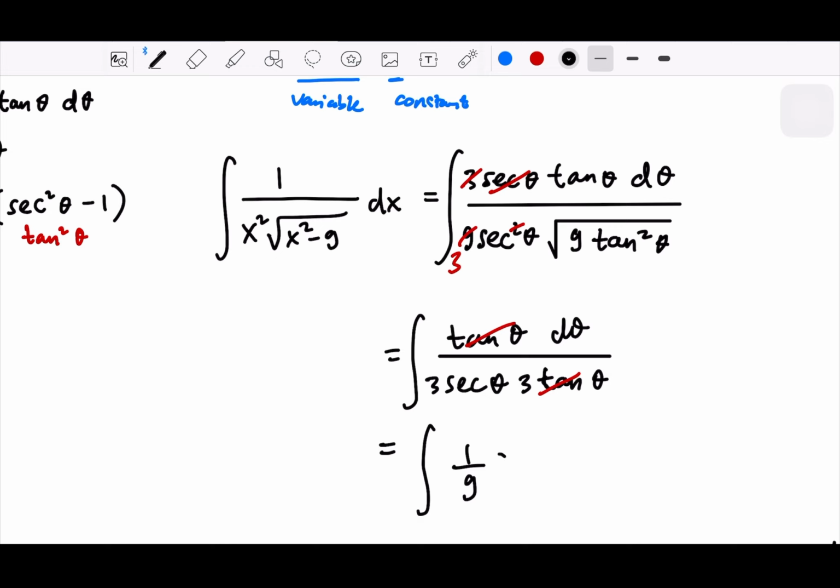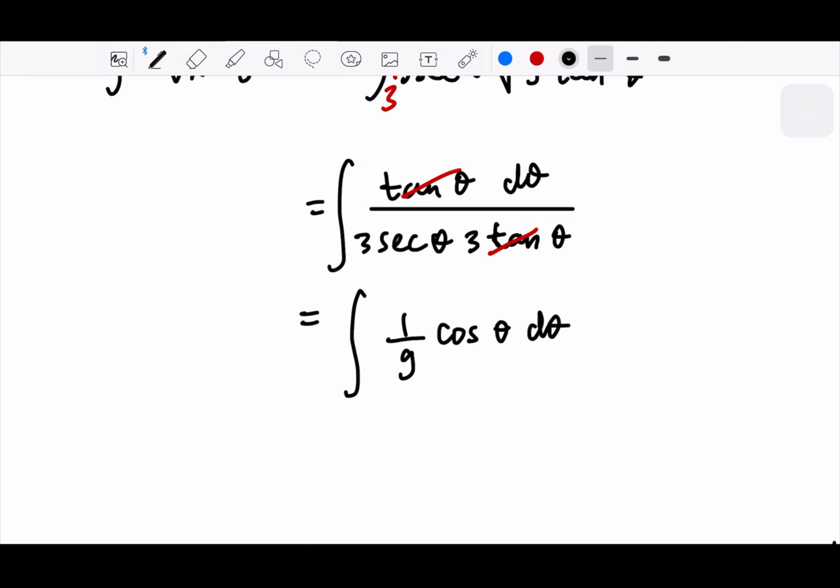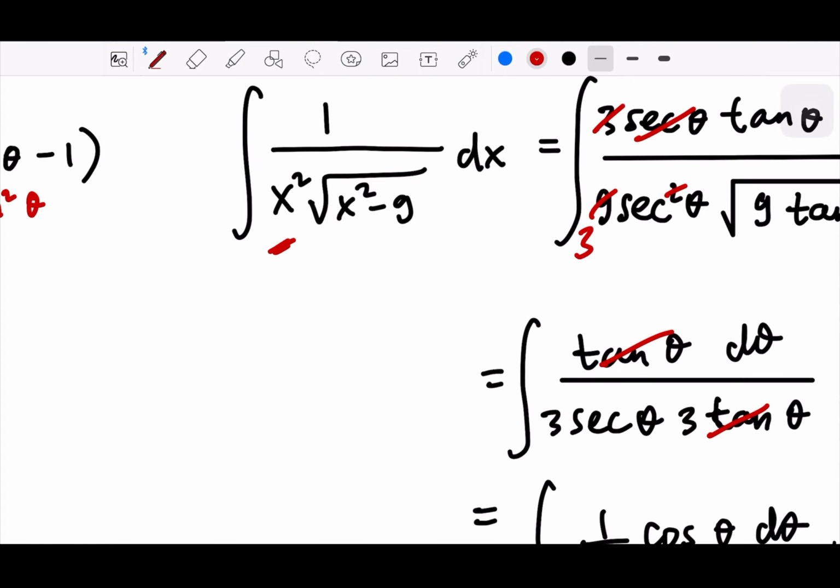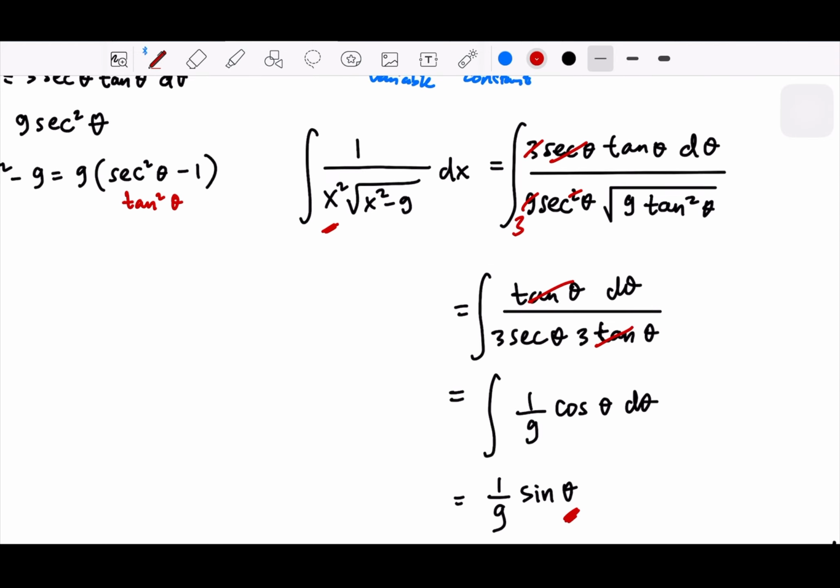1 over secant is cosine. Okay. But we still need to integrate this, so we integrate. So 1 over 9 cosine integrates to sine theta. But this is not yet finished, because this is theta. The question is in x. Okay. So don't forget that.